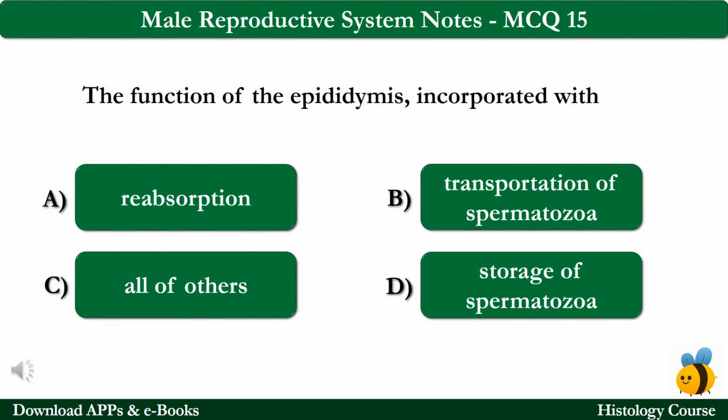MCQ number 15. The function of the epididymis is incorporated with option A reabsorption, option B transportation of the spermatozoa, option C all of others, and option D storage of the spermatozoa. The correct answer is option C, which is all of others.